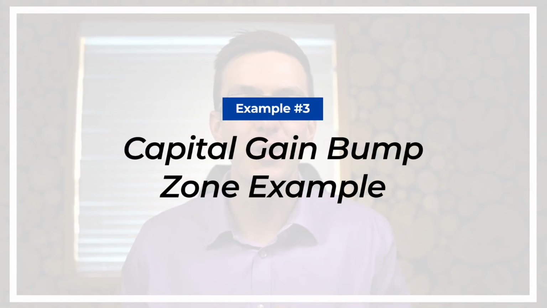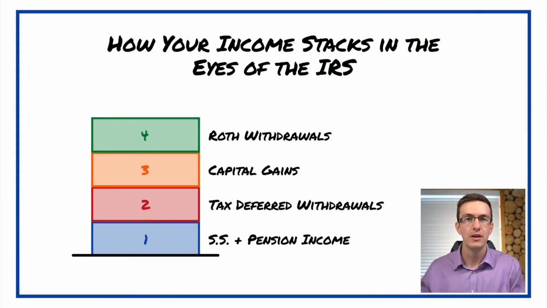The final tax rate spike zone that we're going to talk about is one that's created due to capital gains within your taxable account. This is called the capital gain bump zone. Now, in order to understand how this zone is created, it's important to understand how your income stacks in the eyes of the IRS. So on the foundation, you have your guaranteed income, Social Security income, pension income. From there, as you fill in with normally taxed, tax-deferred withdrawals, that fills in that middle zone.